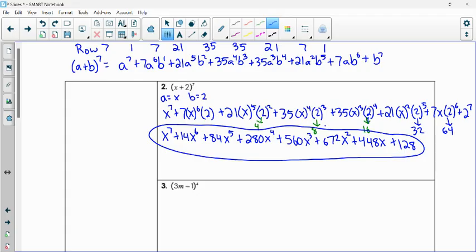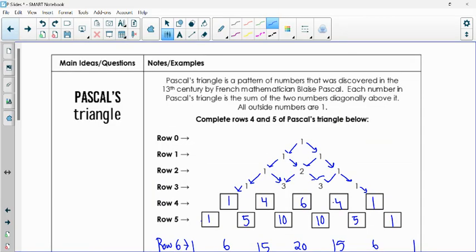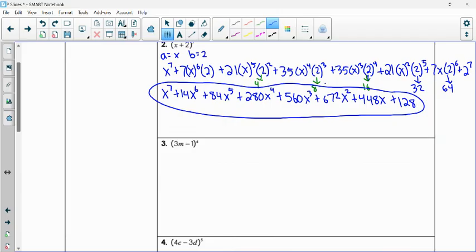So if we look at number 3, we have 3m minus 1 quantity to the fourth power. So with that being said, we can either create our binomial expansion using row 4, 1, 4, 6, 4, 1, which I'll do. 1, 4, 6, 4, 1.